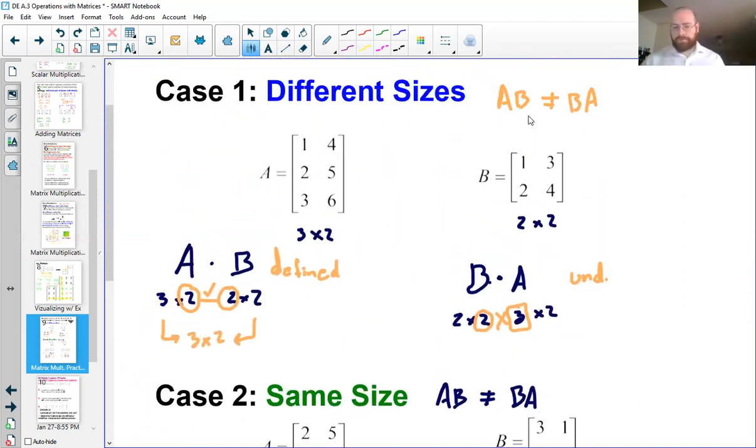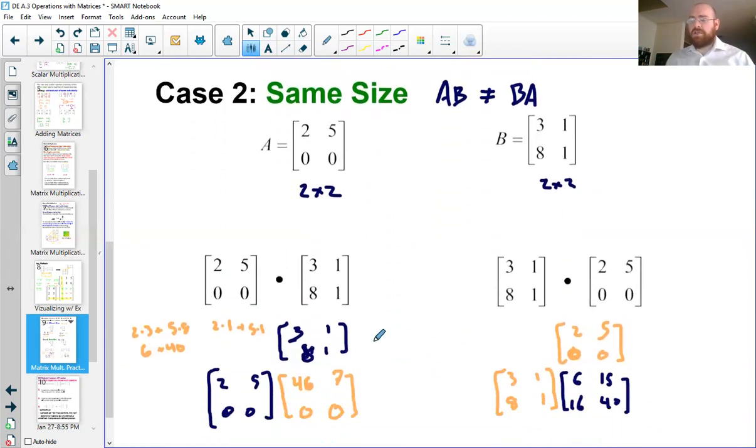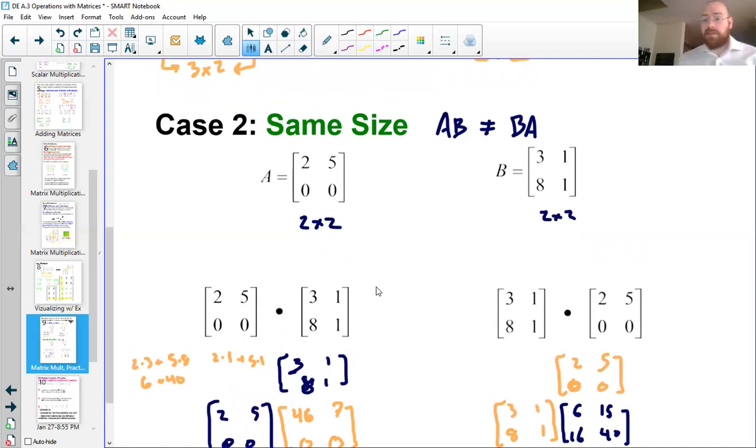But I have a question for you. Are these always true? We can give examples where A times B does not equal B times A, both when we have different sizes and the same size. Are there matrices that we can come up with, and can you think of them, that A times B is defined and B times A is defined and they're equal? Or is this always true?